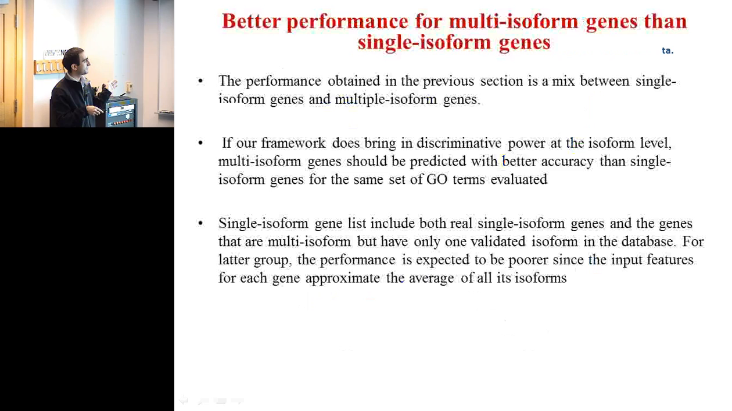But in this figure, the performance is a mix between single isoform genes and multi-isoform genes. Since our framework makes a difference for multi-isoform genes, we wanted to see if there is a performance gain for multi-isoform genes compared to single isoform genes. Because for single isoform genes, there is no ambiguity; it's just regular supervised classification. So we expect to see a better performance for multi-isoform genes because, as I said, the list of transcripts is not complete. Most of the single isoform genes are not really single isoform genes, but they are the ones whose other transcripts haven't been identified yet. That will cause some performance drop for these single isoform genes.